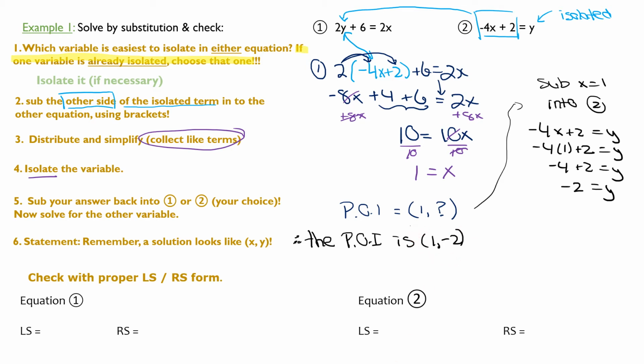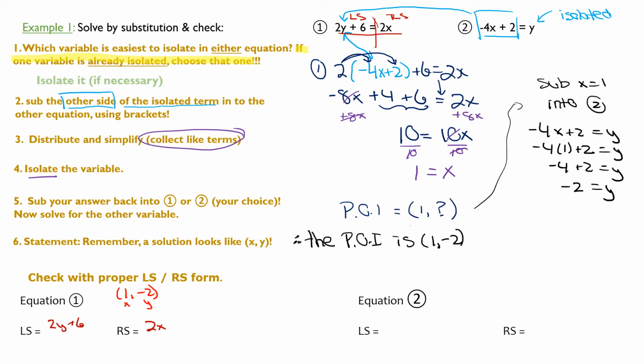So I'll put that up here. I'm checking (1, -2). That's what I'm checking. This is the x, this is the y. So I go up to my original equation 1, which was, remember, left side, right side means if you draw a line through the equal sign like that, this is the left side, this is the right side. So my left side is 2y + 6, and my right side is 2x.